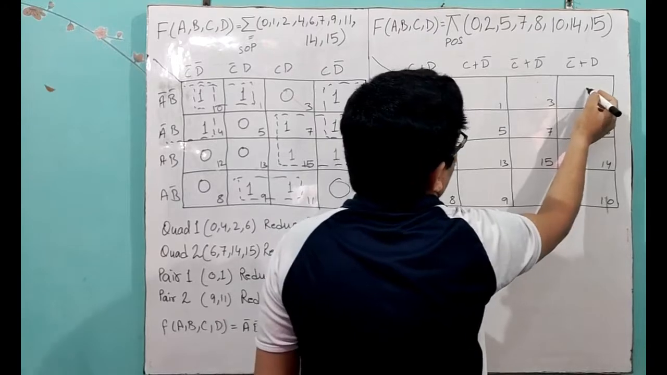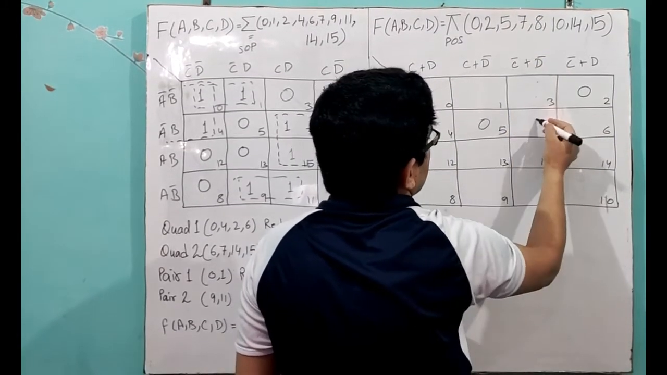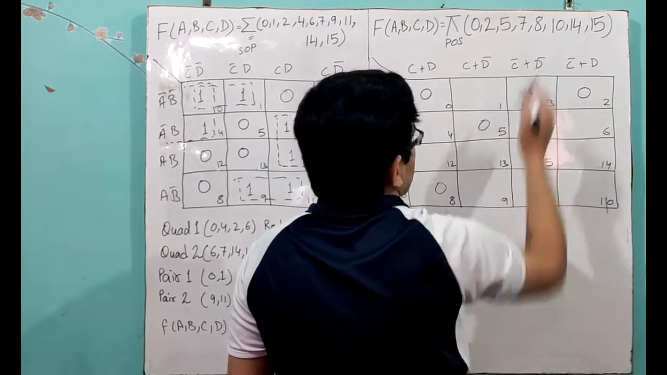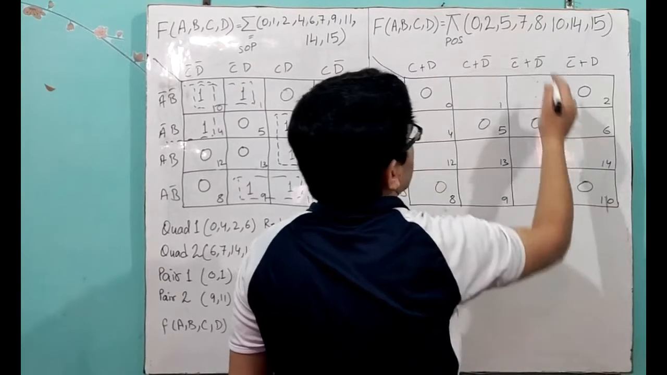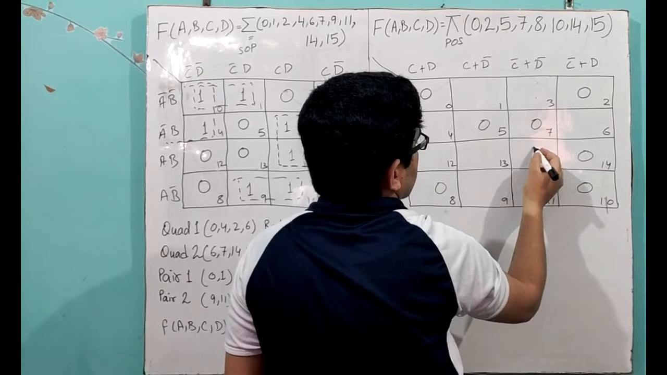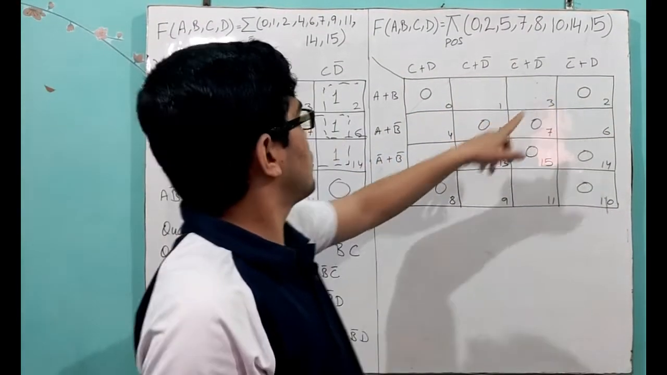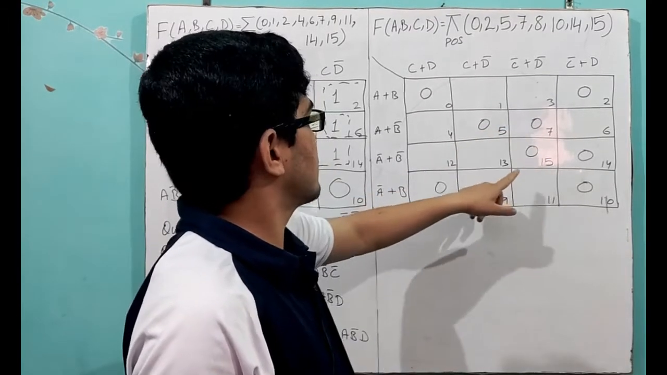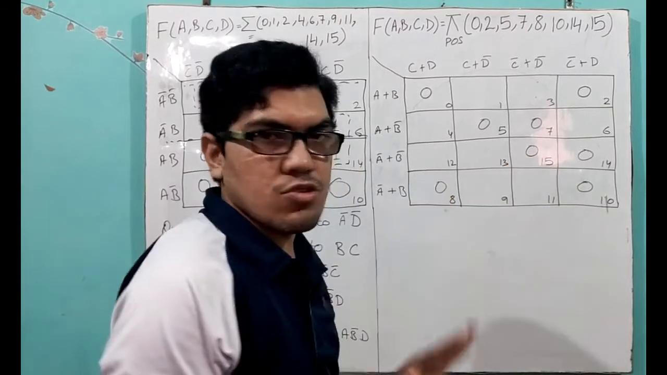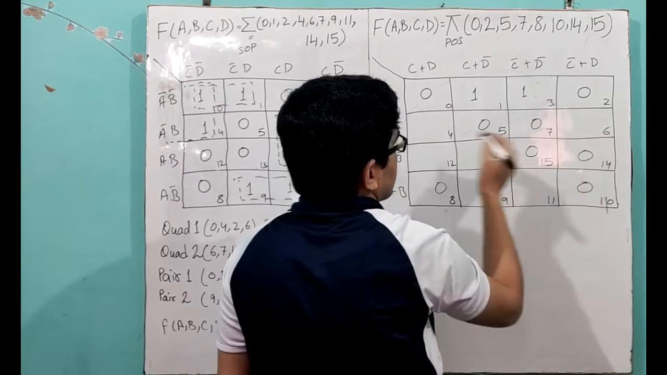2, 5, 7, 8, 10, 14, 15. So 0, 2, 5, 7, 8, 10, 14 and 15, we have already marked. Now the rest of the entries we will fill with 1.